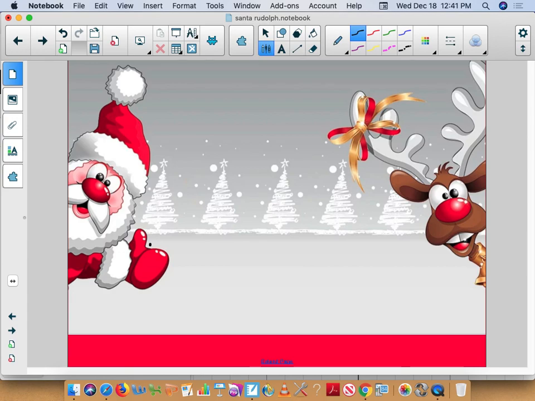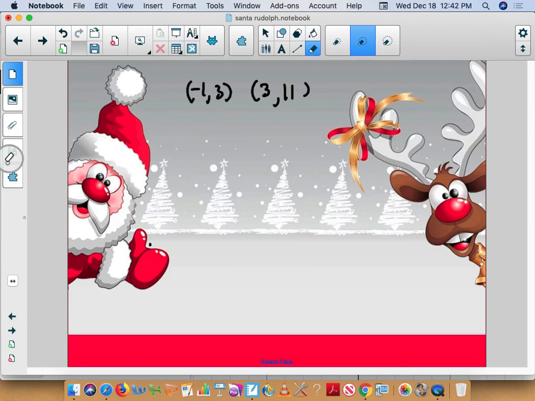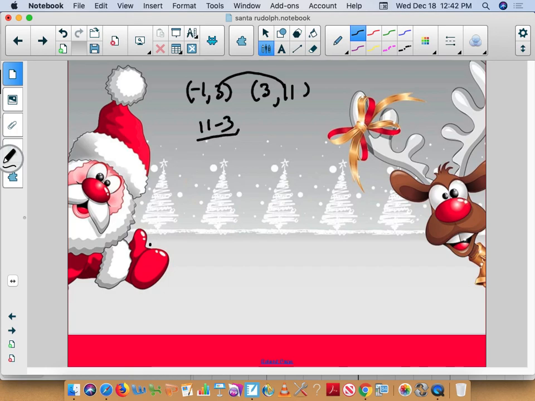Okay, now at the top of the page, there's 3 forms of a line. So let's do this. I'm going to take 2 points, -1, 3, and 3, 11. Okay? Now I'm not only going to find the slope, I'm going to write the equation of the line. So I'm going to say y2 minus, I'm going to subtract my y's. So I'm going to say 11 minus 3. And then I'm going to say 3, be careful, minus -1.